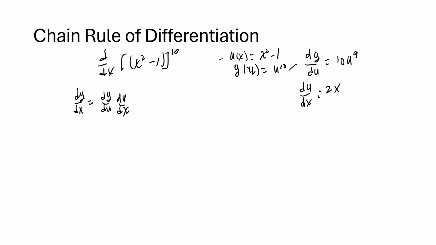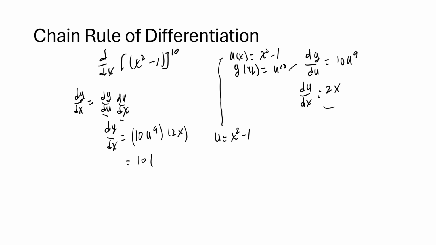So this dy/dx is equal to, our first term there is dy with respect to u. That's just 10u to the 9th. So there's the first term right here. The second term is du/dx, and that is going to be the 2x. Now we know u is equal to x squared minus 1 from up here, our definition of it. So we put that in there, and we're going to get 10 times x squared minus 1 to the 9th times 2x.